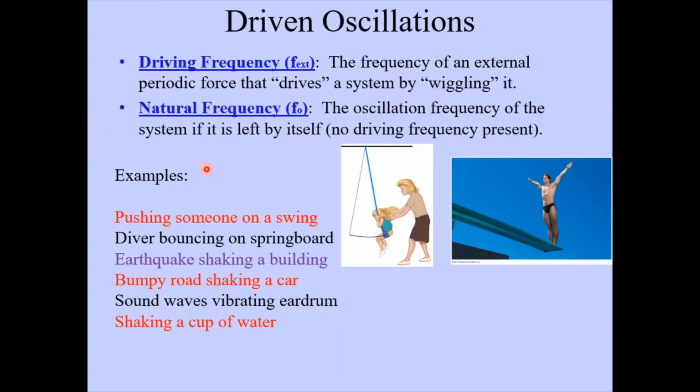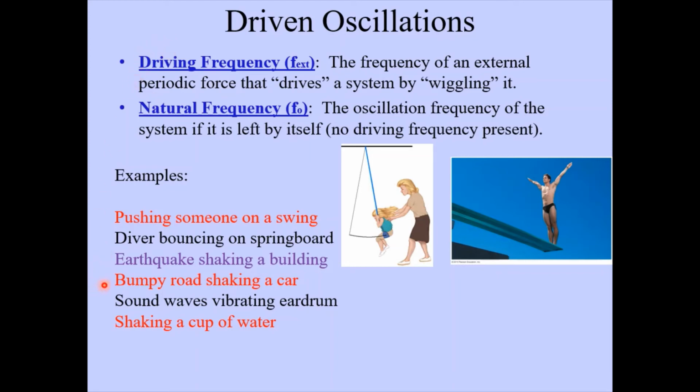So to make this very clear, here are some examples that are pretty common. When you push someone on a swing like this, the person here is the driving force that's going to be pushing the child at some frequency, and we'll talk about resonance soon. When a diver jumps up and down on the springboard here, that's the driving frequency. An earthquake has its own frequency as it shakes through the ground. And when an earthquake shakes a building, for example, the earthquake is producing the driving frequency.